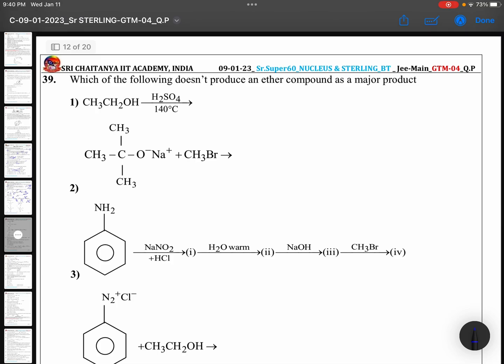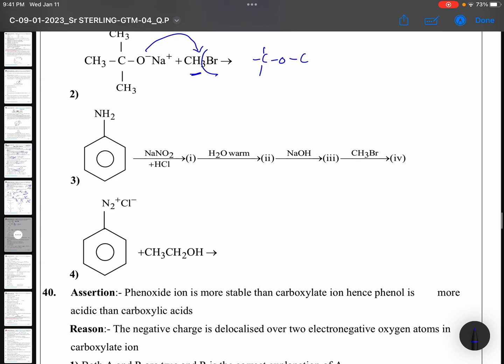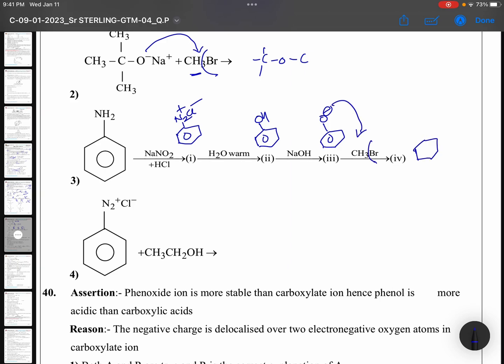Which of the following doesn't produce an ether compound as a major product? This is ether. This is CH3. O minus will be attacking here. Bromine is out. So ether. Here, first step, benzene diazonium chloride, N2+Cl-, H2O warm, it is OH phenol, NaOH, O minus, phenoxide ion, CH3Br, attacking on this, bromine is out, so anisole.